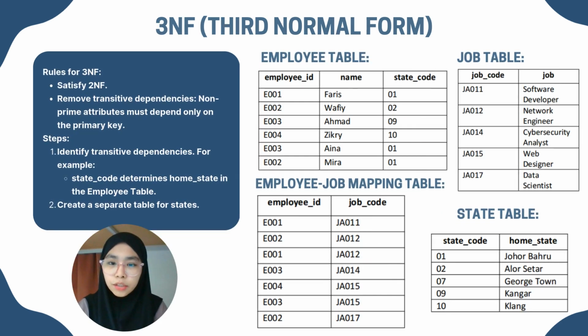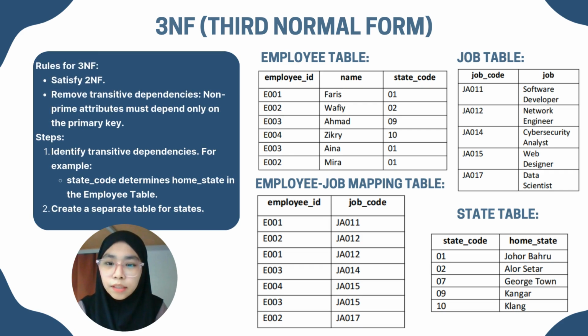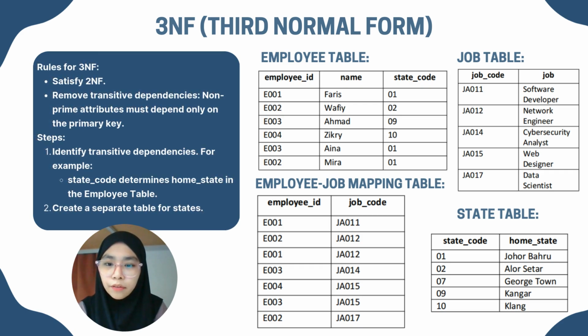And third, 3NF, third normal form. Rules for 3NF are: satisfy 2NF and remove transitive dependencies. Non-prime attributes must depend only on the primary key. Step 1, identify transitive dependency. For example, state code determines home state in the employee table, so create a separate table for states.